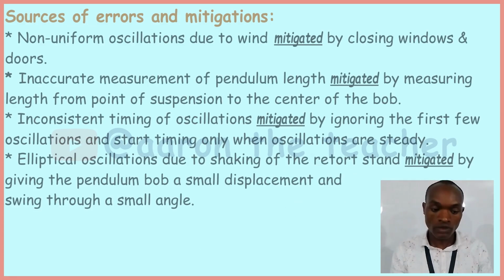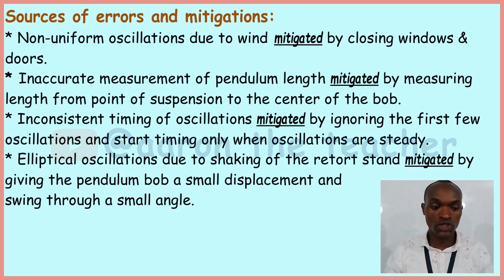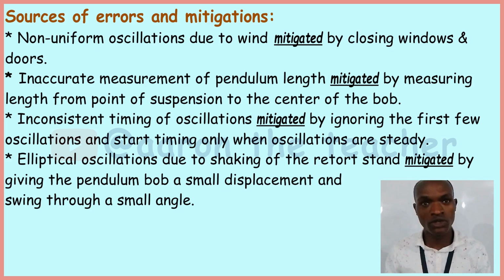Okay, then now we shall come to the sources of errors. We are looking at non-uniform oscillations due to wind. There was some wind which was blowing. And how did I mitigate it? By closing the windows or the doors. You can also look for another way.